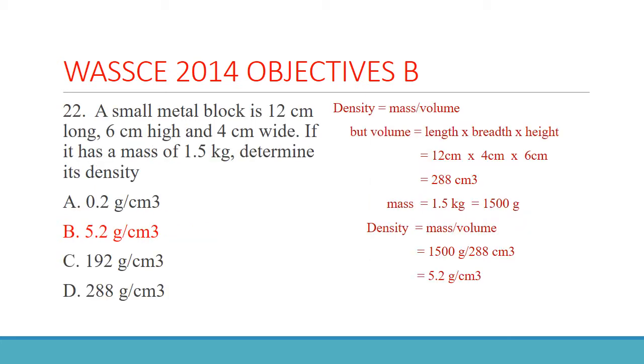Now let's look at question 22. A small metal block is 12 centimeters long, 6 centimeters high, and 4 centimeters wide. If it has a mass of 1.5 kilograms, determine its density. Now take note, the mass is given in kilograms. However, all the answers are in grams.